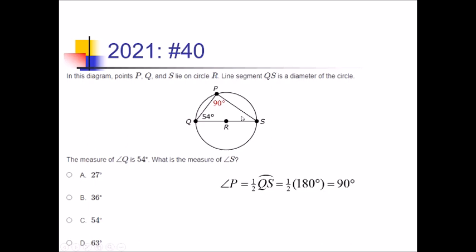So to get S, all I have to do is add 54 and 90 together and subtract that from 180. So 54 plus 90, that's 144. 180 minus that is 36. So that'll give us choice B, 36 degrees.